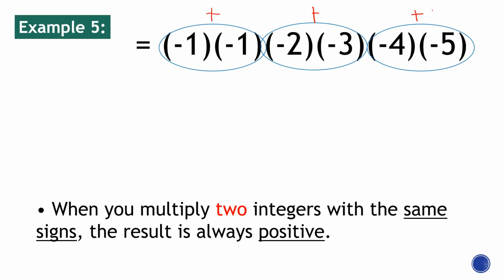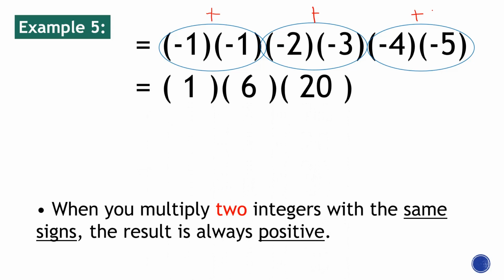So now, if we know that if we multiply all of this, the result is positive, we can say that 1 times negative 1 is positive 1, negative 2 times negative 3 is positive 6, and negative 4 times negative 5 is equal to positive 20. And if you multiply these 3, the answer is 120.